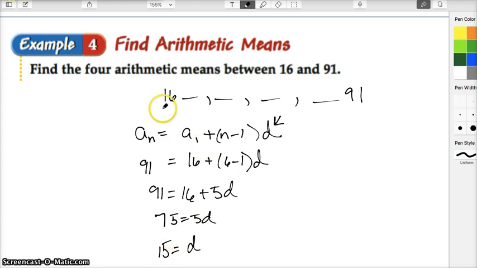So when I add 15 to 16, I get 31. And when I add 15 to that, I get 46. To that, 61. And finally, 76. And so here are the 4 arithmetic means between 16 and 91.